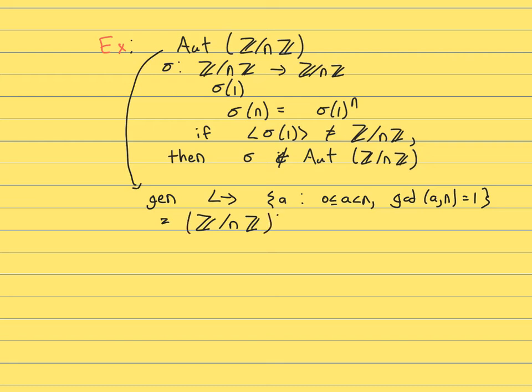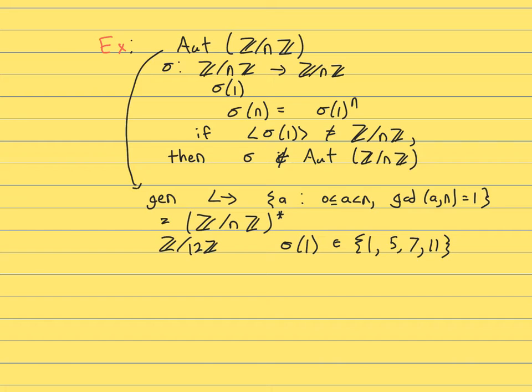In other words, the group of units as a set. So for example, if I wanted to look at Z mod 12Z, sigma of 1 would have to be either 1, 5, 7, or 11. Because in any other option, you would end up getting an element that generates a proper subgroup. But these 4 elements generate the whole group.